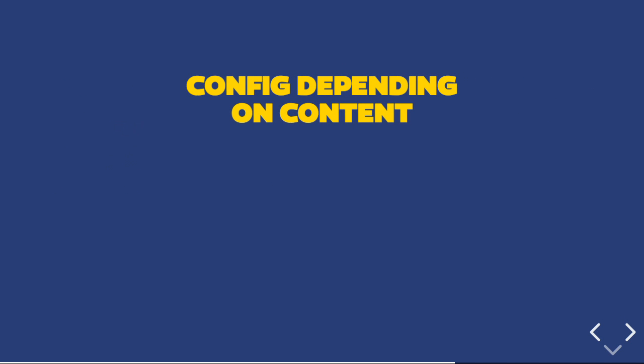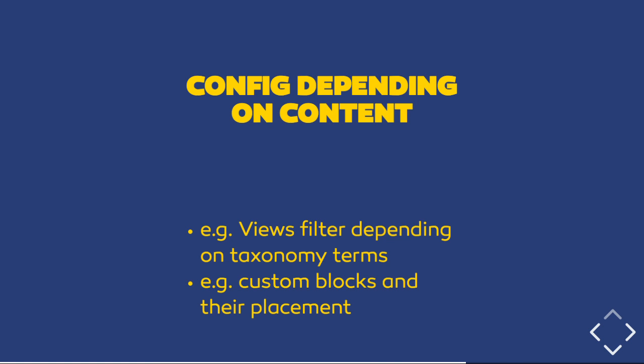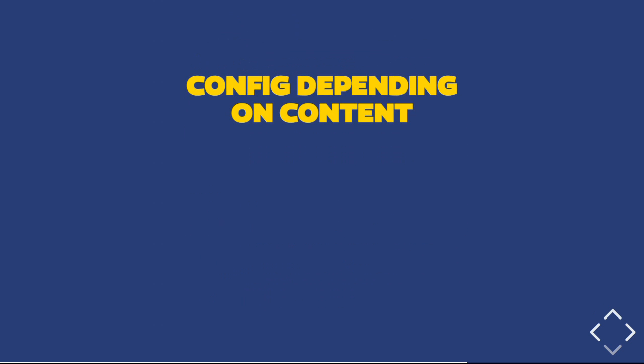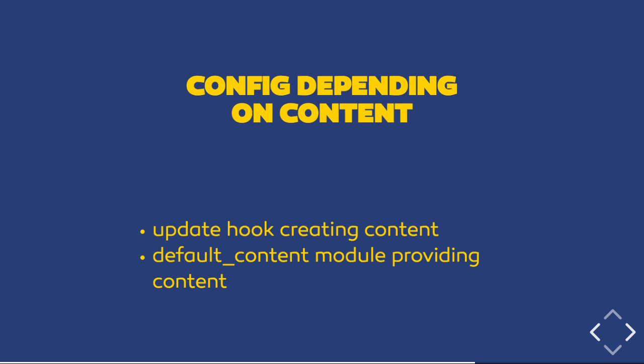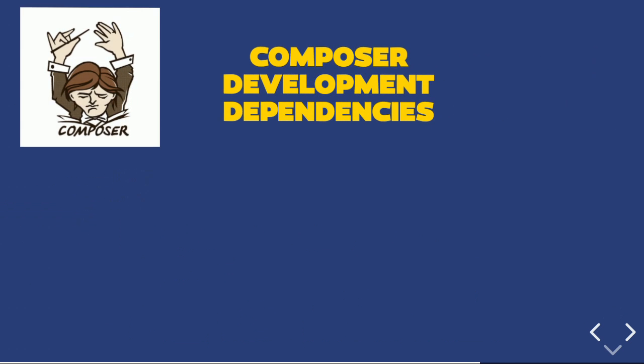And there's, of course, content depending on configuration, or the other way around, config depending on content. As I just said, view filters may depend on taxonomy terms that do not yet exist. We could have custom blocks that need to be placed, but the UID changes, of course, on production since it's not already there. So you have to create content, maybe via an update hook. You could use the default content module to provide some content, or you could also use the structure sync module to export terms and custom blocks as configuration.